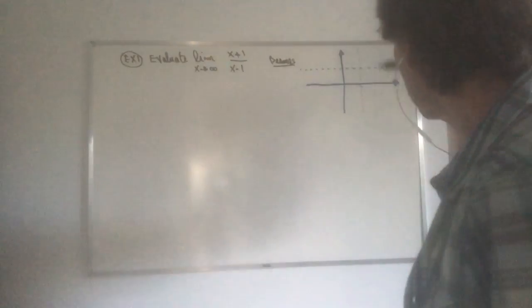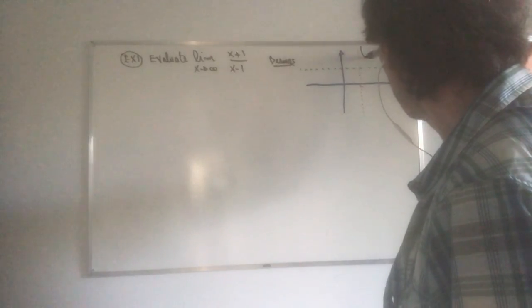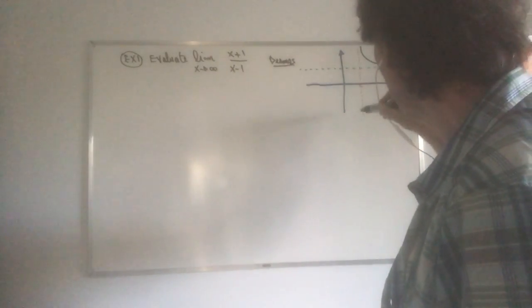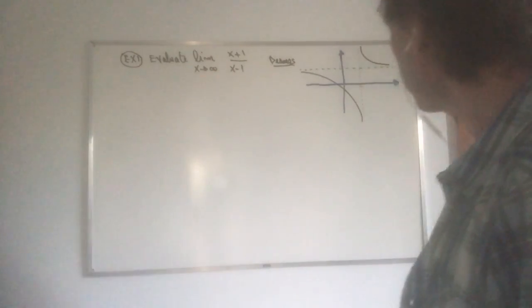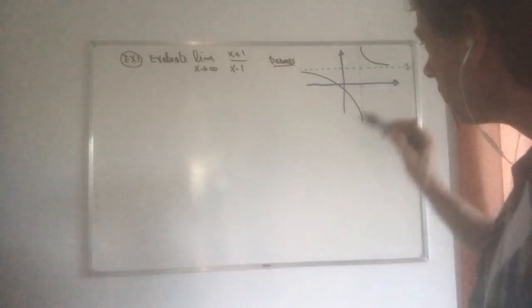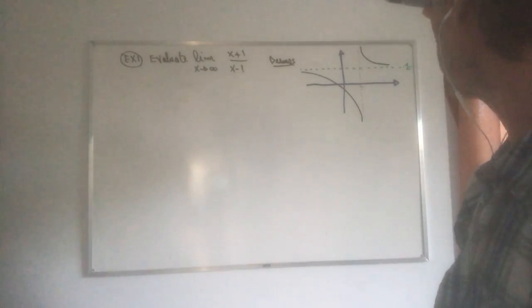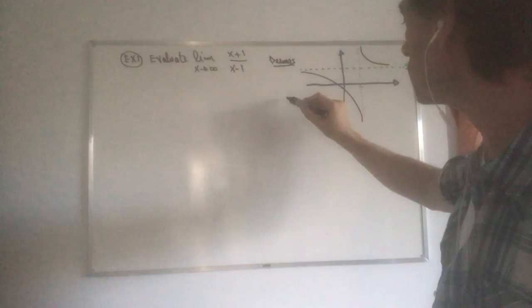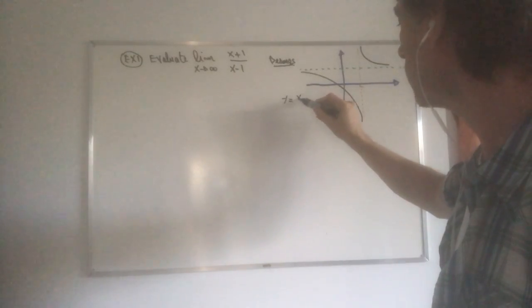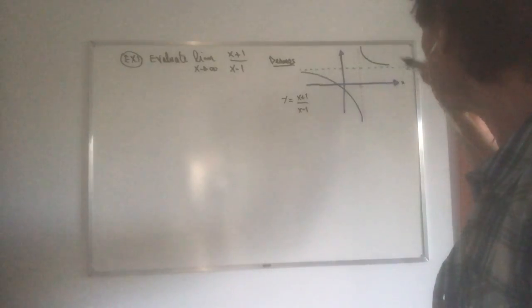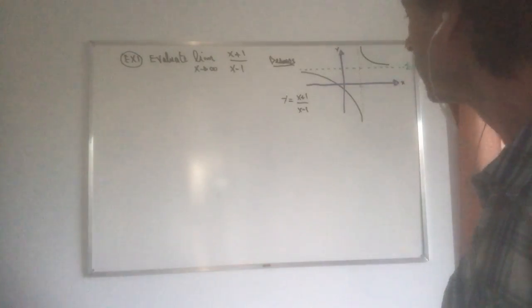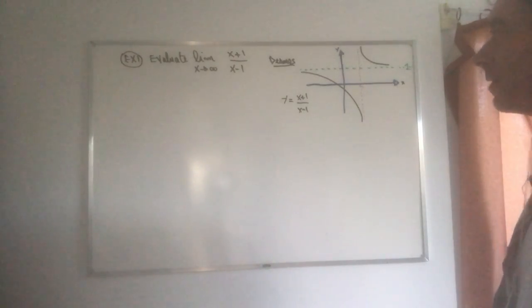Like this. And the shape of the graph is actually something like that. It should remind us very, very much of the graph of 1 over x, but it's actually shaped a little bit differently. So this is the graph of y equals x plus 1 over x minus 1. I should label my axes to be kosher.